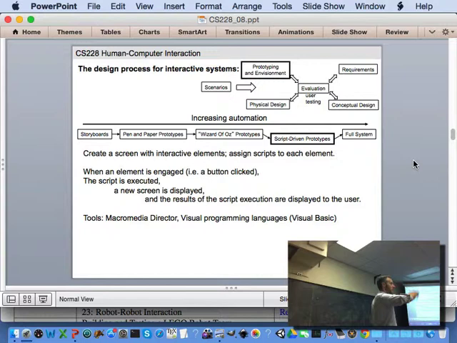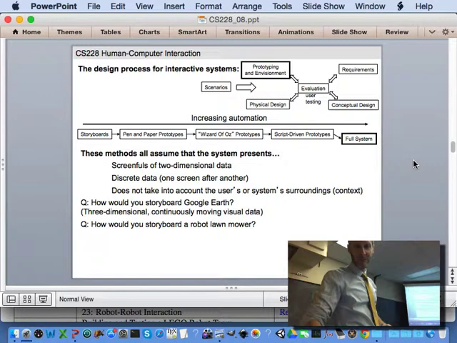There's a lot of tools out there. Some of these are dated now. But a lot of these tools were meant to allow you to create sophisticated interfaces pretty quickly. You're not writing a full program. You're taking a sort of interface template and then hooking scripts onto it. Okay. And then obviously we get to the full system itself, and you deploy more user testing.